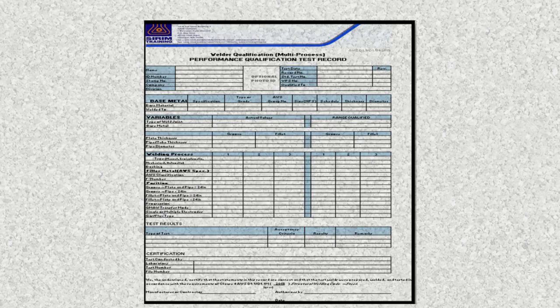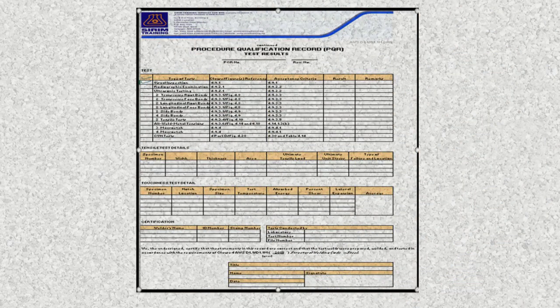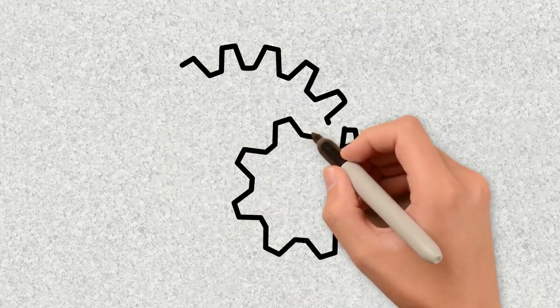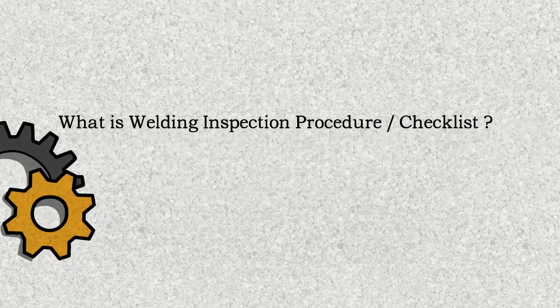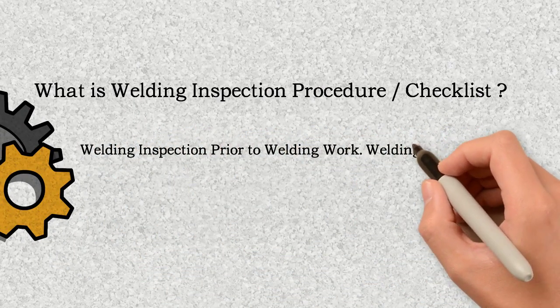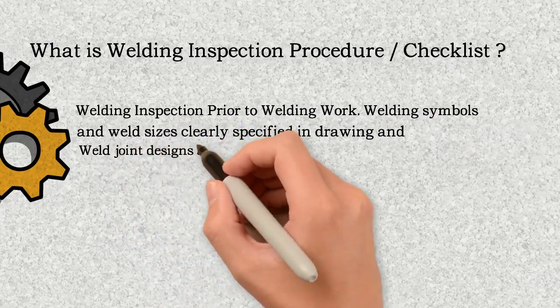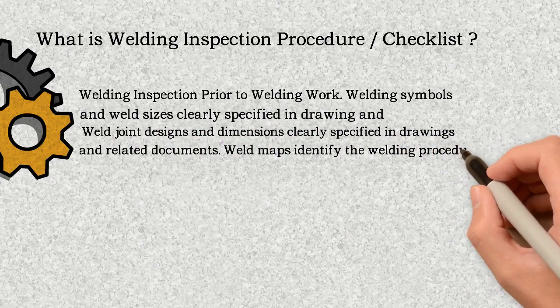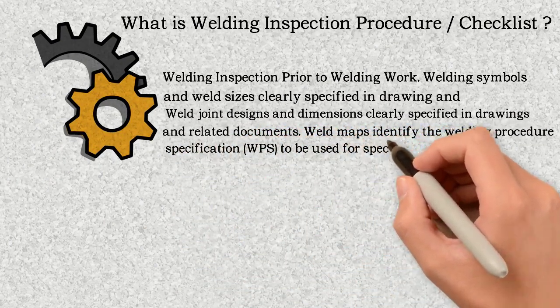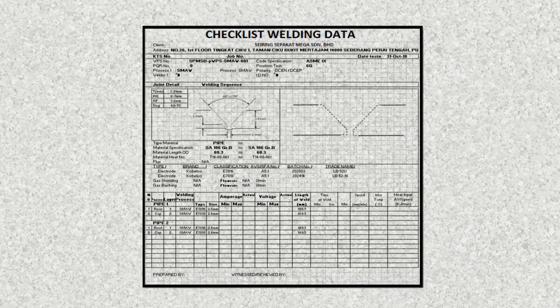This is a document template example for the multi-process performance qualification test. This is an example template for the single process performance qualification test. What is the welding inspection procedure checklist? Welding inspection prior to welding work: welding symbols and weld sizes clearly specified in drawings, and weld joint design and dimensions clearly specified in drawings and related documents, as well as verifying the welding procedure specification, WPS, to be used for specific weld joints. This is an example template for the checklist welding data.